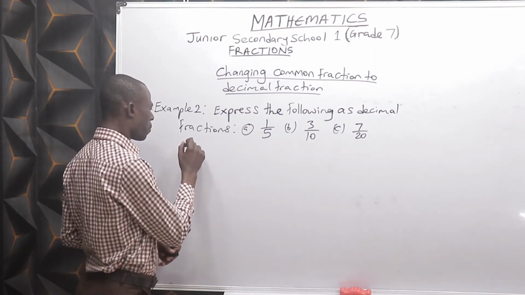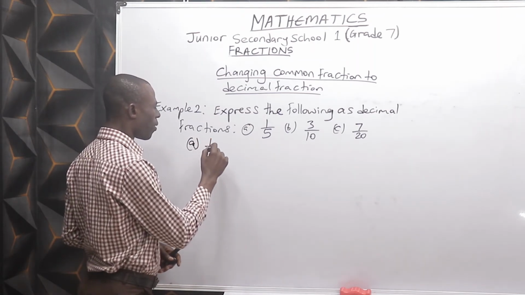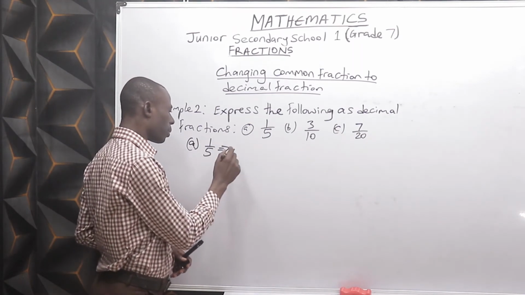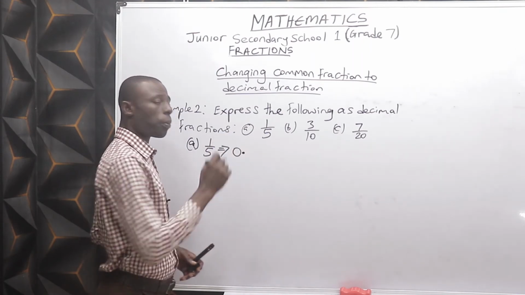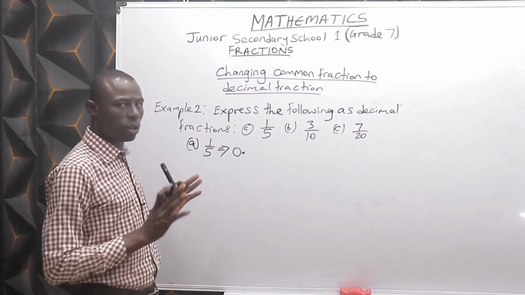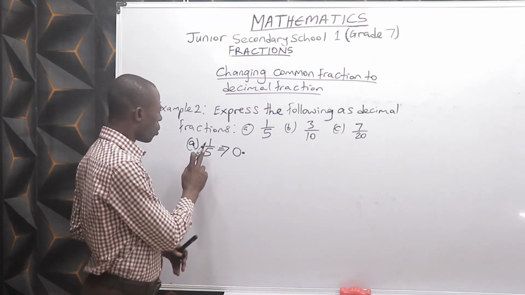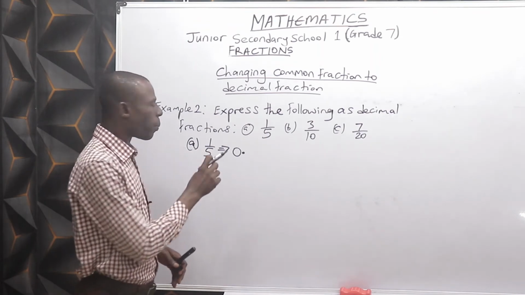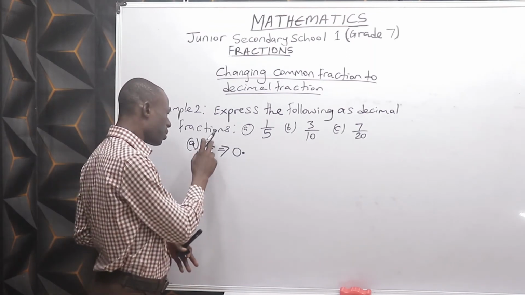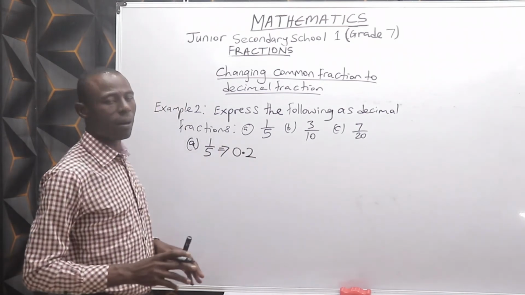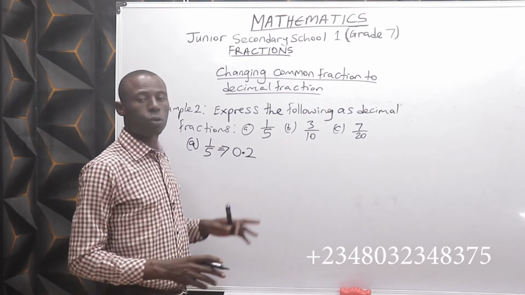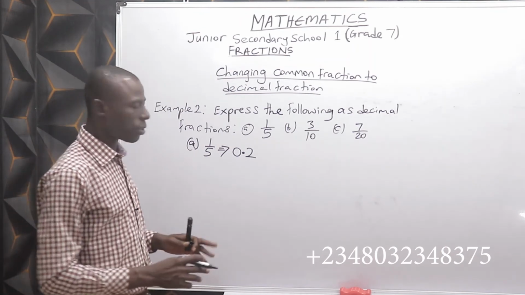Question A, 1 over 5. In decimal, 5 and 1, that's 0. You put your point immediately. That 0 is a language of impossibility there, that is not possible. Now, put imaginary 0 at the back of this 1, making it to become 10. So 5 and 10 gives 2. And that's the answer. 1 over 5 as a common fraction is the same thing as 0.2 as decimal fraction.